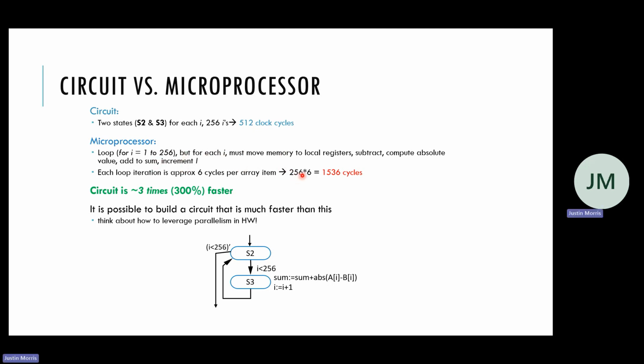So we have 256 times 6, 1536 cycles. And the other assumption that we're making is the cycle time is the same. The cycle time is not going to be the same for these two things. We divide the number of clock cycles. The circuit is 3 times faster than the CPU code, the microprocessor. And you can only imagine if I have some cache misses. Every single miss adds 100 clock cycles, right? There's 2 different arrays I'm accessing. And there's no way that I'm going to increment i, move data, subtract, compute this absolute value, and add to sum in 6 cycles.